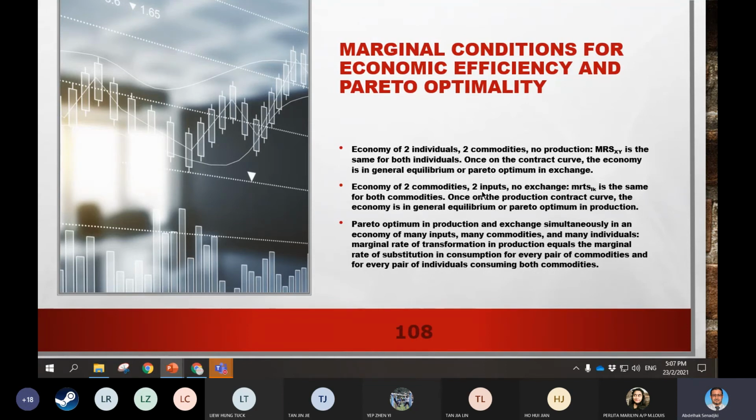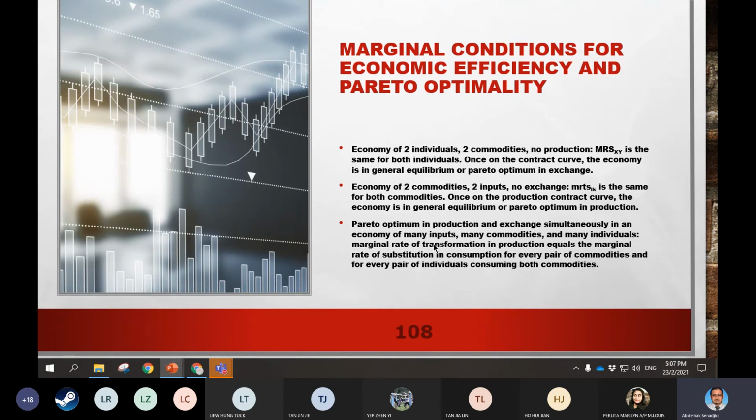Economy of two consumers, two inputs, no exchange: the marginal rate of technical substitution of labor and capital is the same for both commodities. So once on the production contract curve, the economy is in general equilibrium, or Pareto optimum in production.